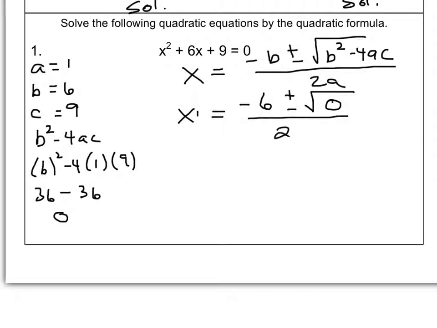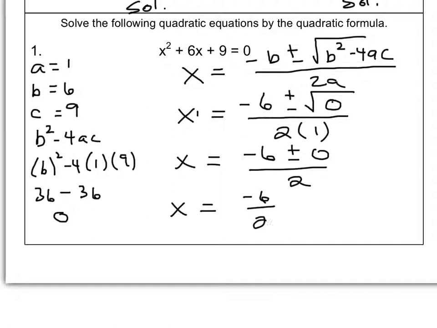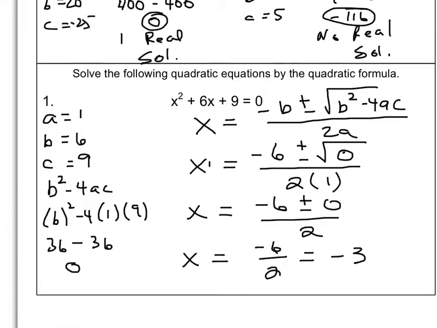All divided by 2 times, in this case, a is 1. So x is going to equal negative 6 plus or minus the square root of 0, which is 0, all divided by 2. In this case, x is going to equal negative 6 divided by 2, which is negative 3. Now if you go back and look, the discriminant was equal to 0. So that tells us how many answers? That tells us that we have one answer, and our one answer is that x equals negative 3.